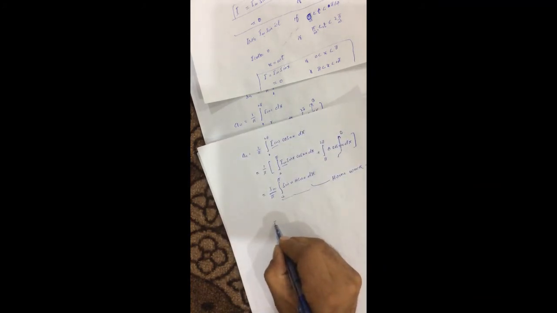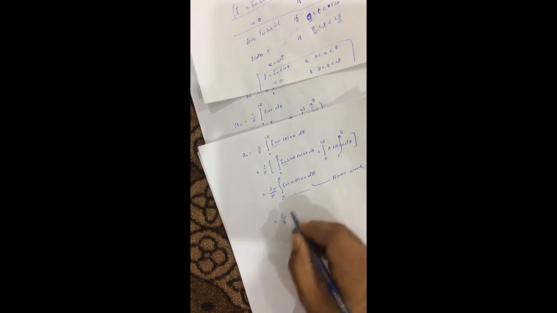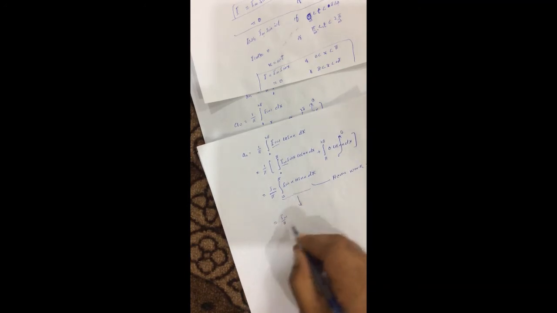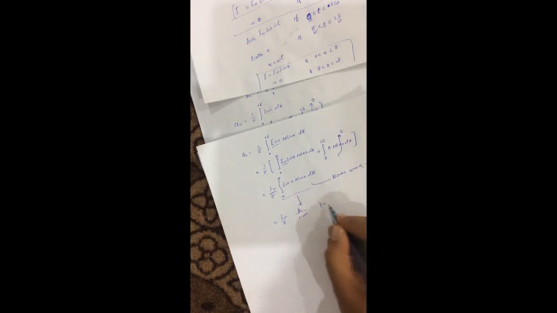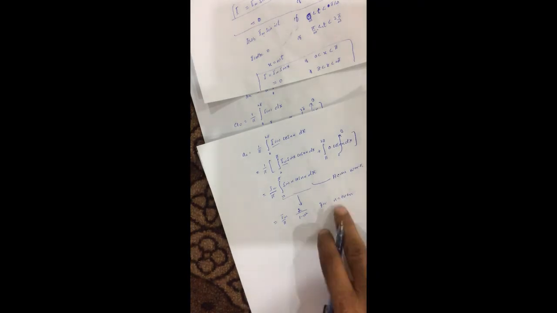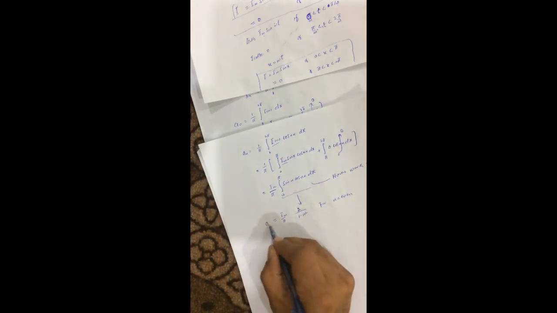Do it by yourself. So I will just write the final result. Here we have Im over pi, and from this I will get the value of 2 over 1 minus n square for n equal to even number. If n is even, then we have this. If n is odd, then this will be gone. Its value is 0. So we have this an.